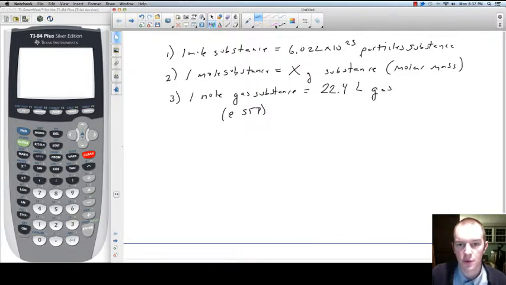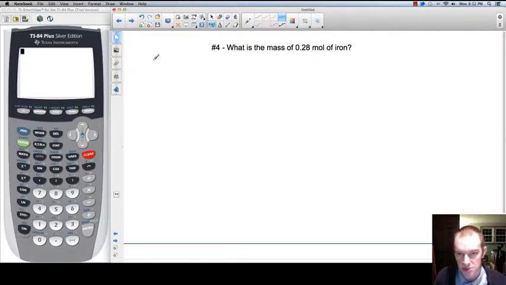We're going to focus our attention this evening on these two conversion factors right here. If we have a good understanding of what's going on with these two conversion factors, then when it comes time for us to talk about 22.4 liters of gas equaling 1 mole of gas, it'll be pretty straightforward for us. So first things first, let's take a look at question number 4.